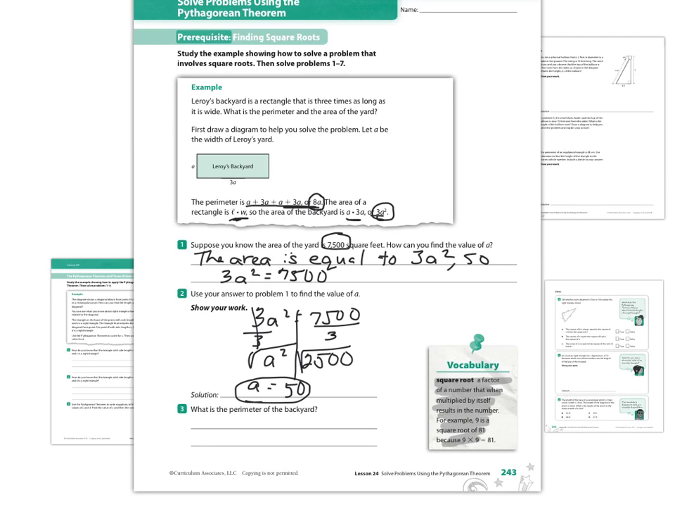It goes on to say what is the perimeter of the backyard. Remember, up in the directions they told us the expression for perimeter is 8 times A. So if the expression is 8 times A and A is equal to 50, we just have to evaluate that expression by taking 8 times 50. Because A is equal to 50, final value is 400. We're talking about perimeter, so to correctly label, perimeter is just in that unit. So it's 400 feet around Leroy's backyard.